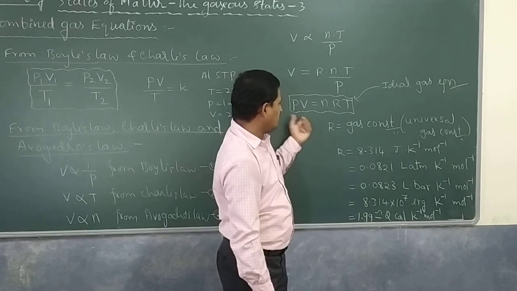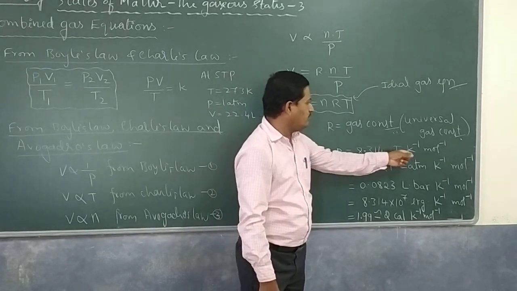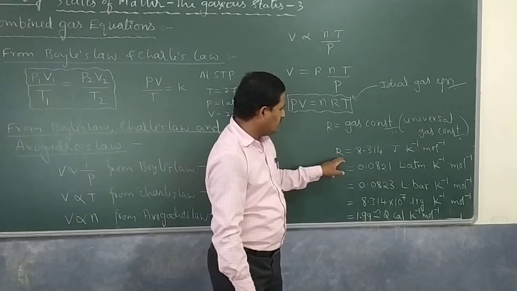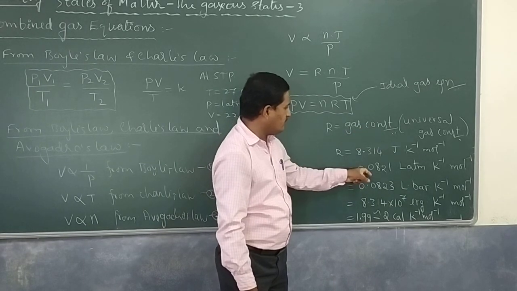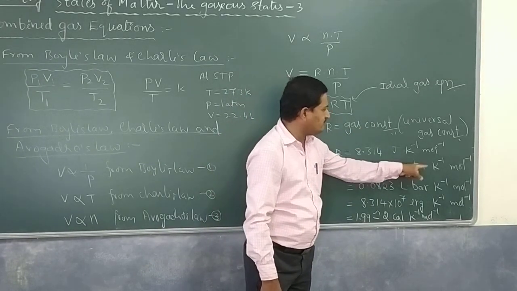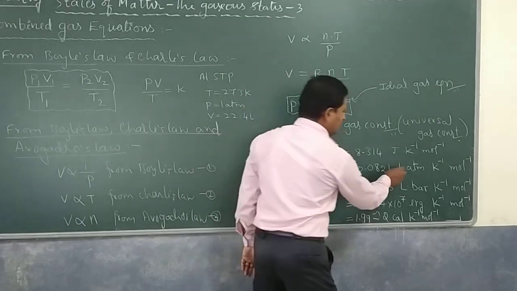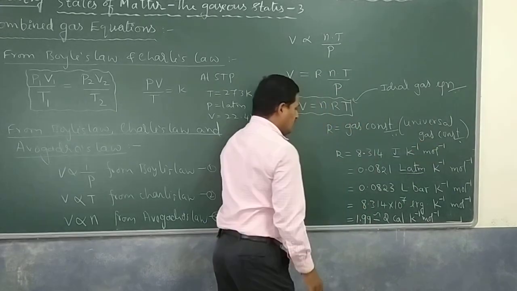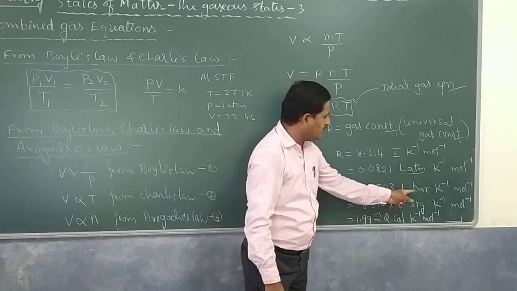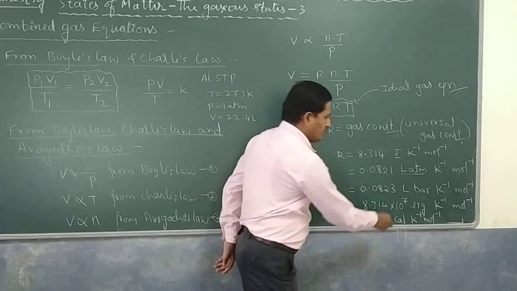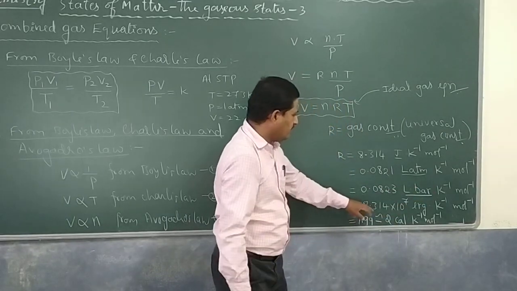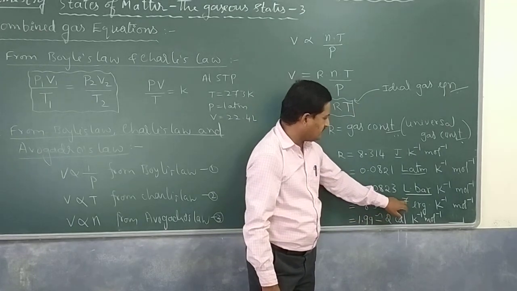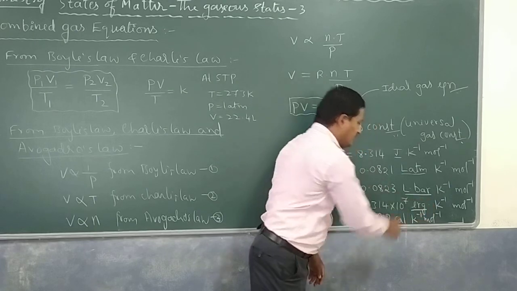Here let us observe that 8.314 joule per Kelvin per mole is one R value, or you can express the R value, that is the universal gas constant, as 0.0821 liter atmosphere Kelvin inverse mole inverse. This one is in liter atmosphere Kelvin inverse mole inverse. This is joule Kelvin inverse mole inverse. This is 0.0823 liter torr Kelvin inverse mole inverse. And then in terms of erg is another unit, 8.314 into 10 to the power of 7 erg Kelvin inverse mole inverse.